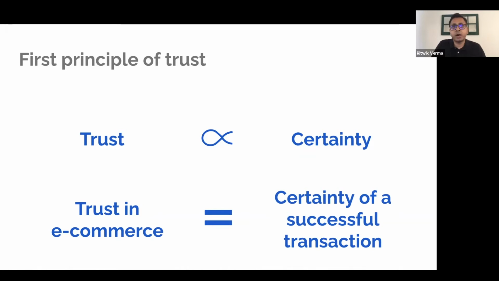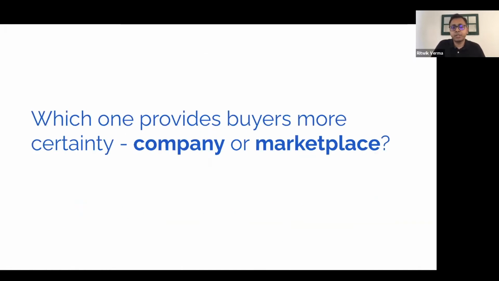Now, when we are thinking of trust across companies or marketplaces, we should ask this question: where is there more certainty of a successful transaction? So the question is, which provides more certainty to its buyers, company or marketplace? To understand that, let's again look at the company and marketplace comparison through the DOES framework.